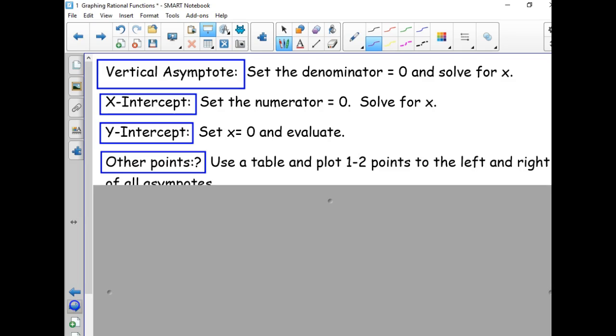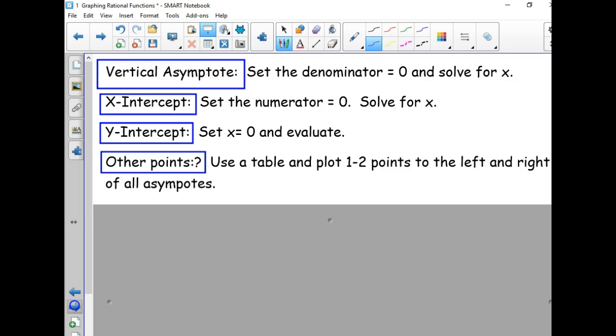And then you need to get points. You're going to use a table and you're going to plot 1 or 2 points to the left and right of all vertical asymptotes.